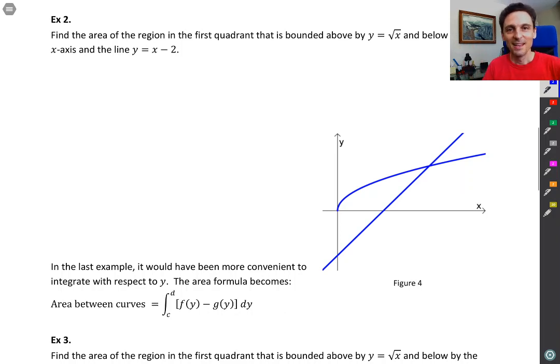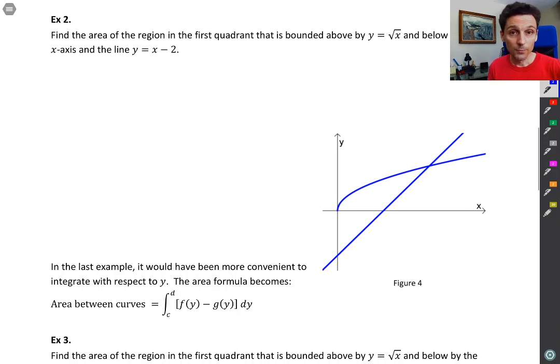Welcome back. In example 2, we're asked to find the region in the first quadrant that's bounded above by y equals the square root of x and below by the x-axis and the line y equals x minus 2. So we have a lot going on in this, a lot of different boundaries for our region.